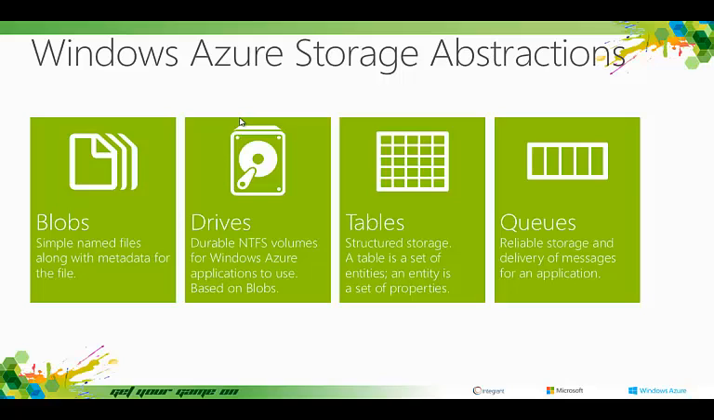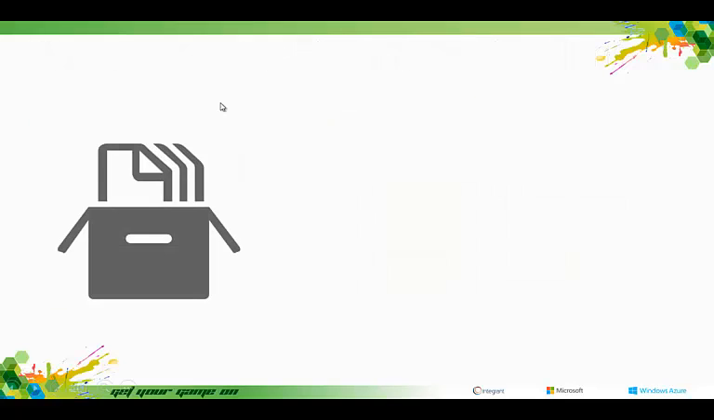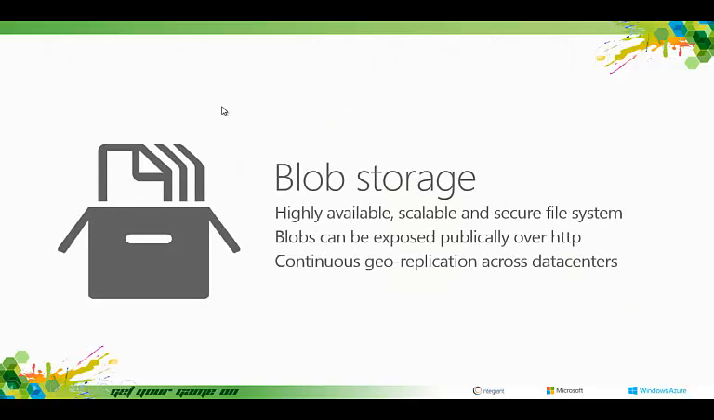This is a slide where the content came from corporate. I don't like talking about drives because it's not one of the storage types. It's a way to use blobs to do something, right? But they aren't actually a storage flavor. All right. So blob storage, I mentioned, is again this highly available, scalable, secure file system. They're exposed publicly or privately over HTTP. They get geo-replicated and also can be distributed over our CDN.